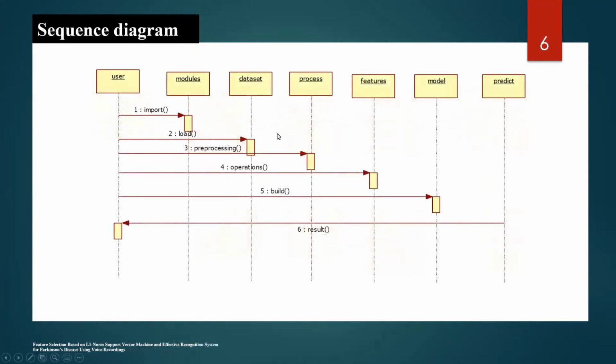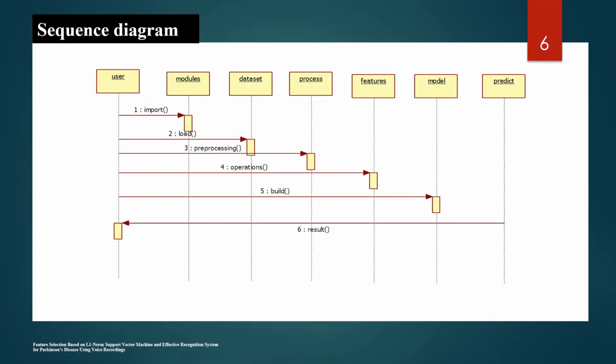And this is the sequence diagram. It represents a timeline which begins at the top, and shows the sequence of interactions. This one is the object symbol, and those are object symbols. First one, import data; second one, load the dataset; third one, preprocessing; fourth one, operations; fifth one, build; and sixth one, this is the synchronization message symbol.